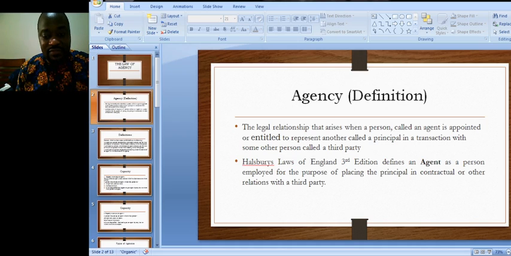And now we want to define an agent. We're going to define an agent from Halsbury's Laws of England. Halsbury's Laws of England, 3rd edition, defines an agent as a person employed for the purpose of placing the principal in contractual or other relations with a third party.